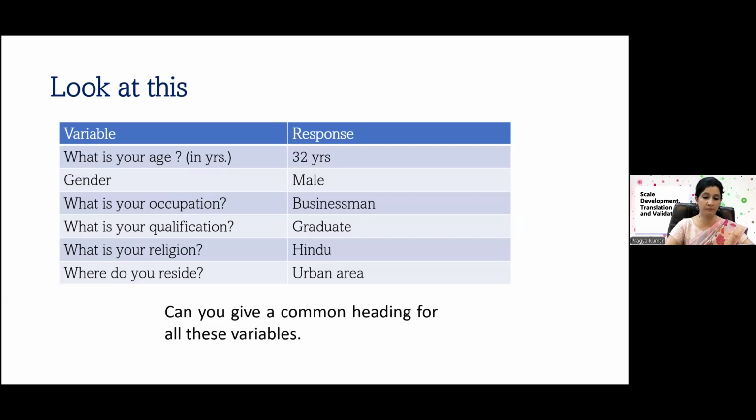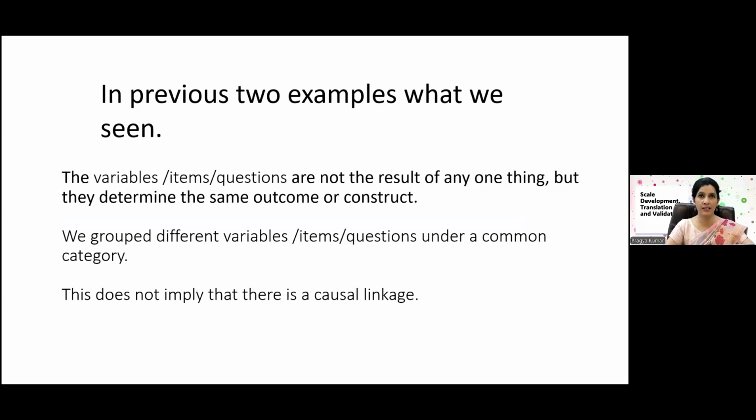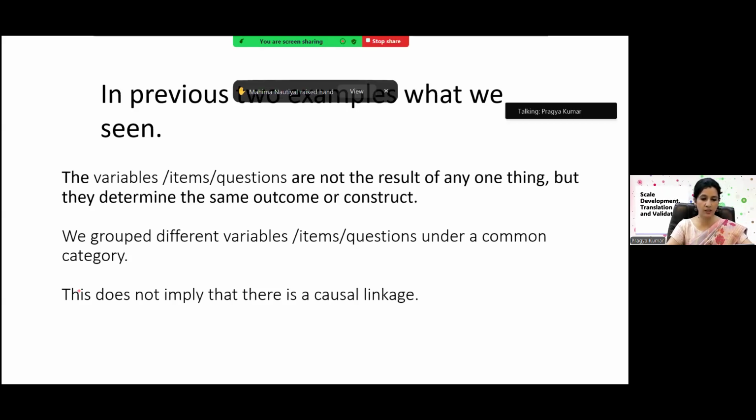So in a multi-item measure, what is there? All these items are not related to each other. Occupation, classification, religion is not related to the residence. Religion is not related to the occupation. It is not related to age. All these multi-item measures are not related to each other. Similar in the case of APGAR score. So in all these two examples, we have grouped the different variables or items under one common category. But this does not imply that there is a causal linkage. I cannot say that there is a causality.